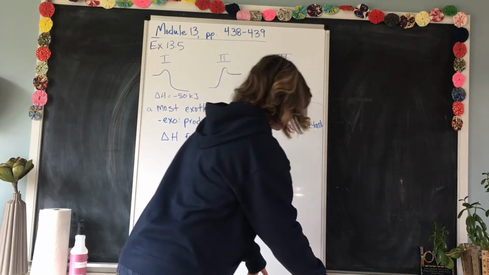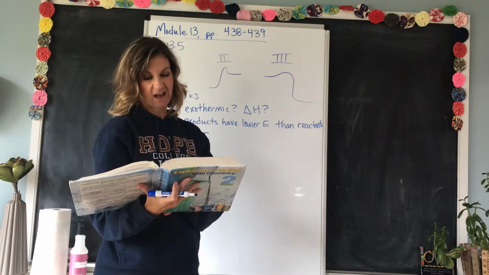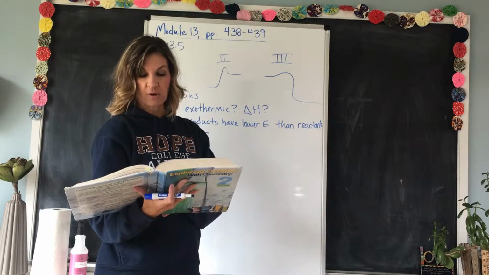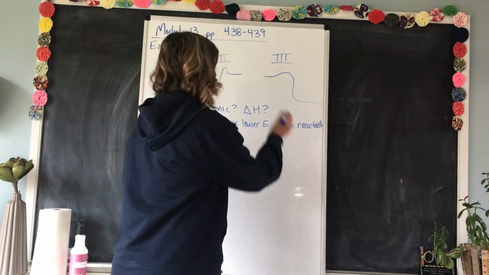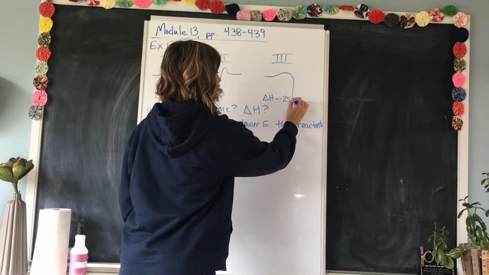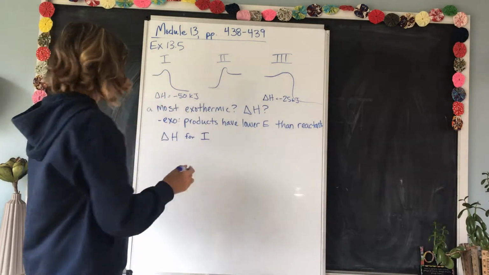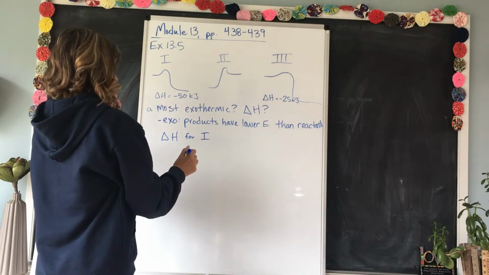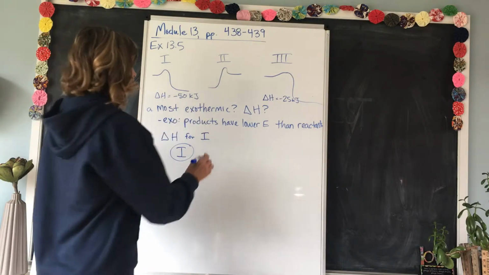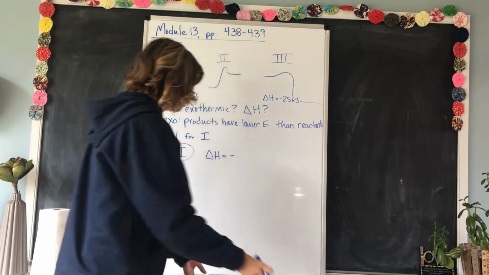And then for number 3, the products end at about 25 kilojoules. And the reactants were at 50, so we're going to do 25 minus 50. So this delta H would equal negative 25 kilojoules. So which is more exothermic? That's right, reaction number 1. So the most exothermic was Roman numeral number 1, and then the delta H for that was negative 50 kilojoules.